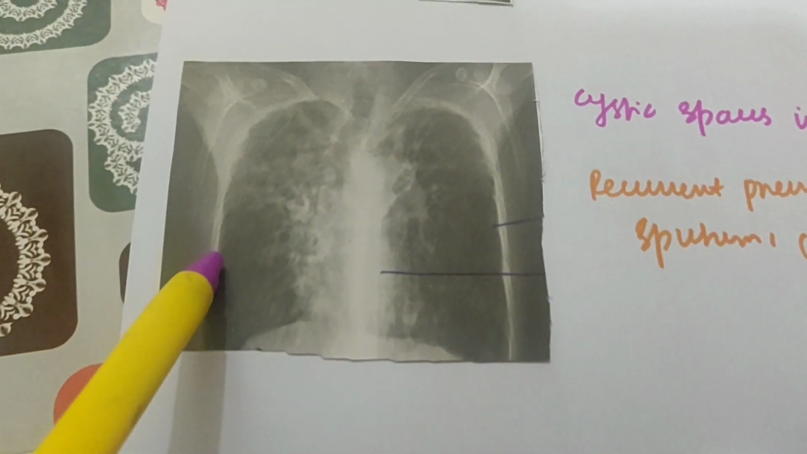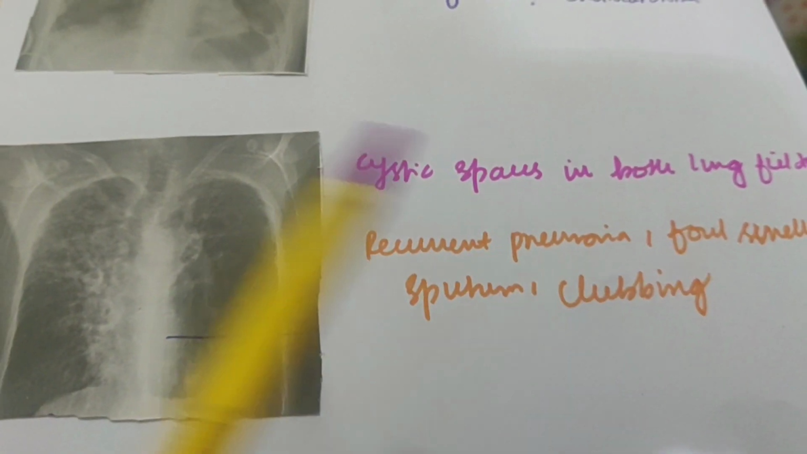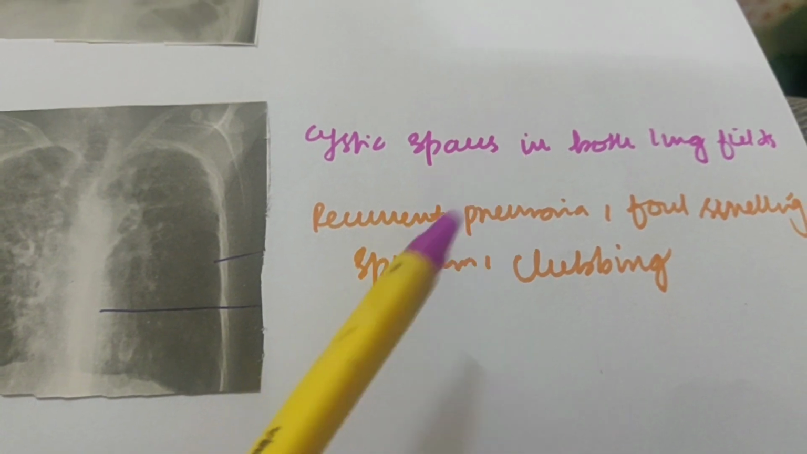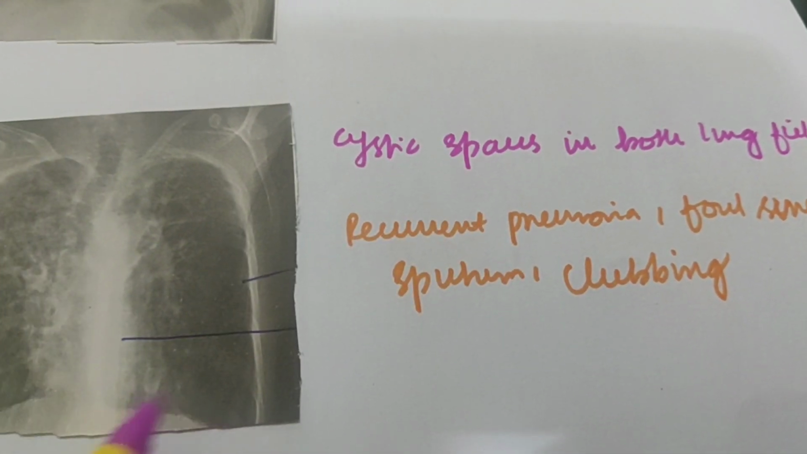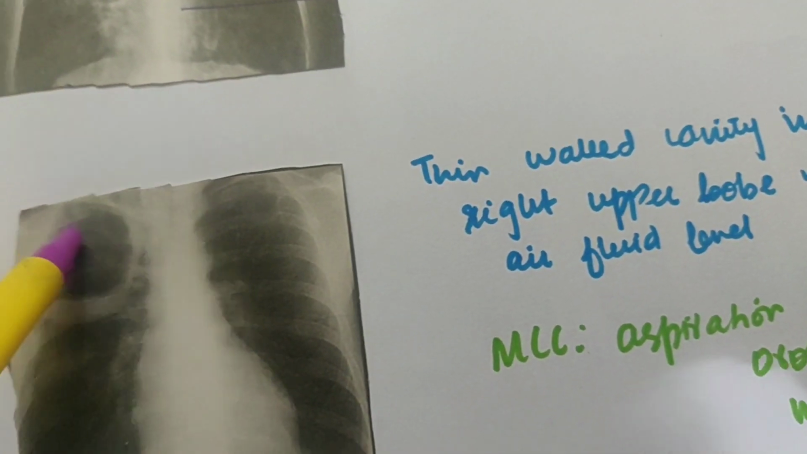What is this? Very important. We see this a lot in pediatric age groups. Cystic spaces in both lung fields, recurrent pneumonia, foul smelling sputum, and clubbing. Good, bronchiectasis, and this patient might have what? Cystic fibrosis.